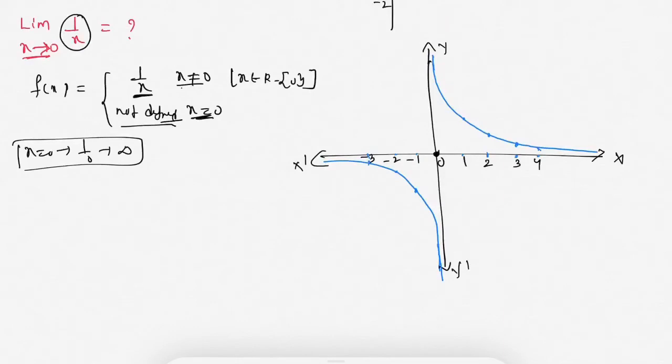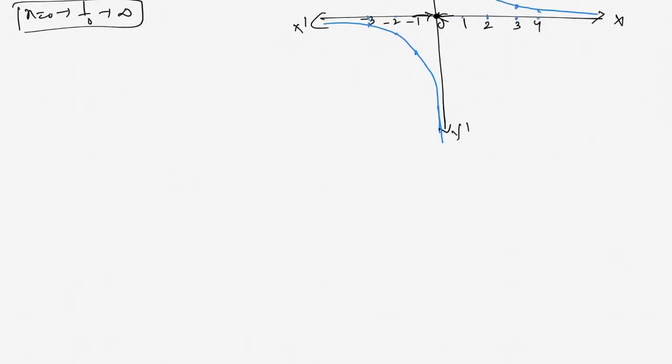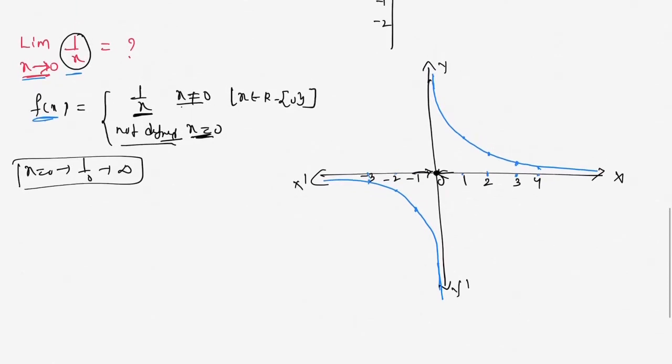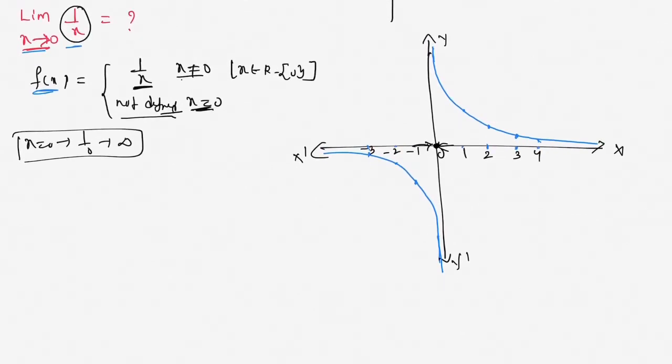So now as x is approaching 0, what is 1 by x approaching? 1 by x means f of x. What can we say here? As x is approaching 0, y is approaching what? From the left hand side, y is approaching infinity. Here also y is approaching infinity. It will go up to infinity. Both are infinity values.